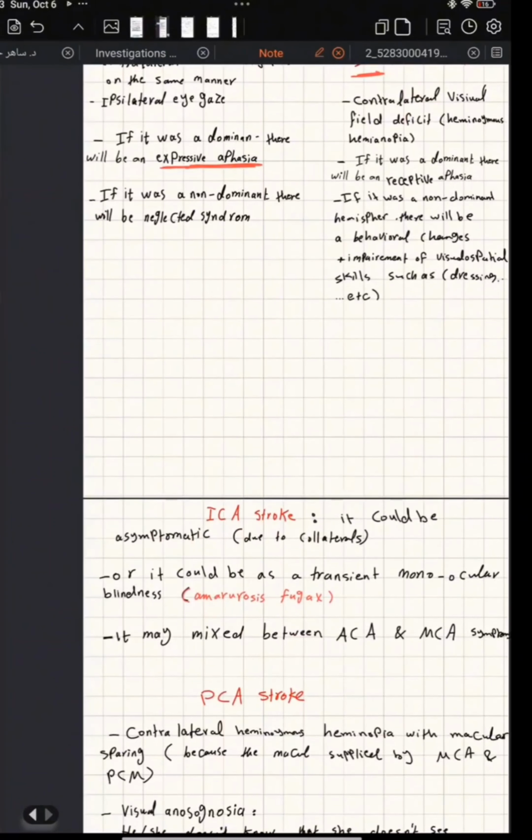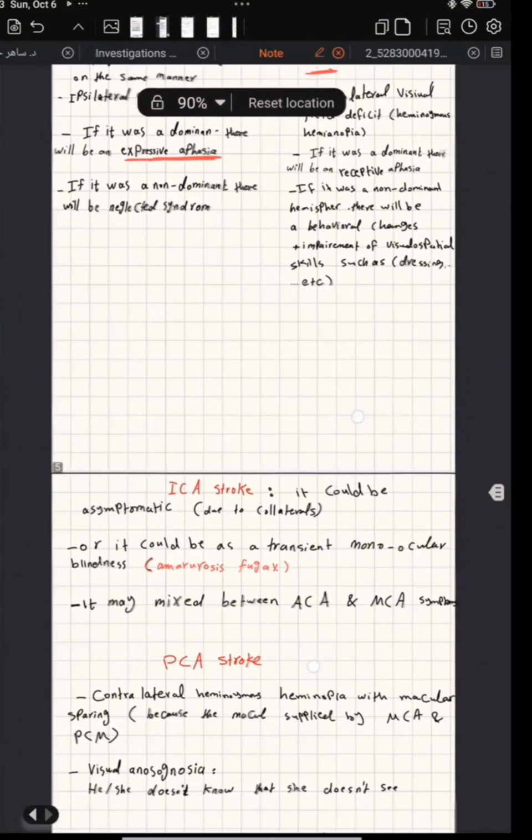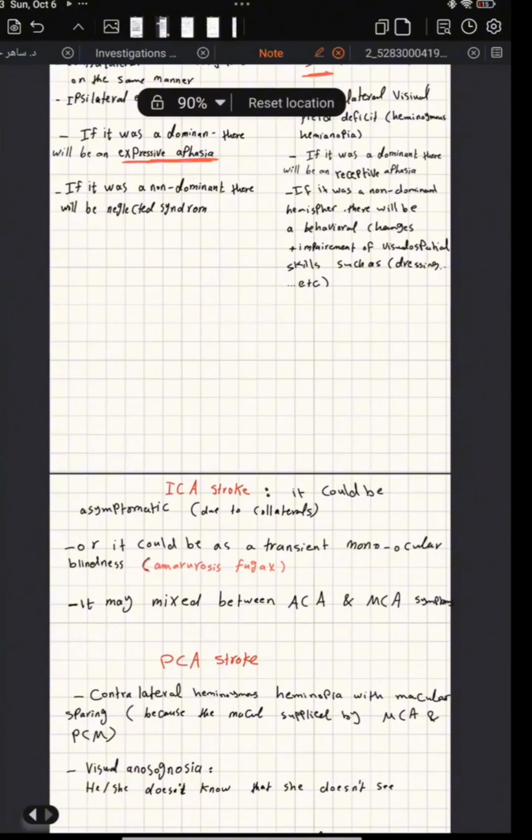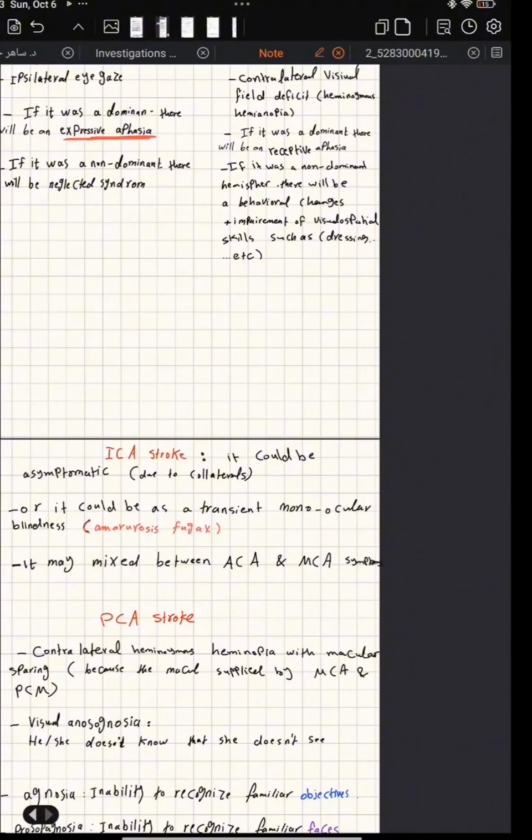The internal carotid artery stroke. It could be asymptomatic due to collateral vessels that form, so they just compensate for the deficit in this blood supply. Or if there are no collaterals, it could present as a transient monocular blindness, which is called amaurosis fugax. Anterior cerebral artery stroke and symptoms, and middle cerebral artery symptoms.